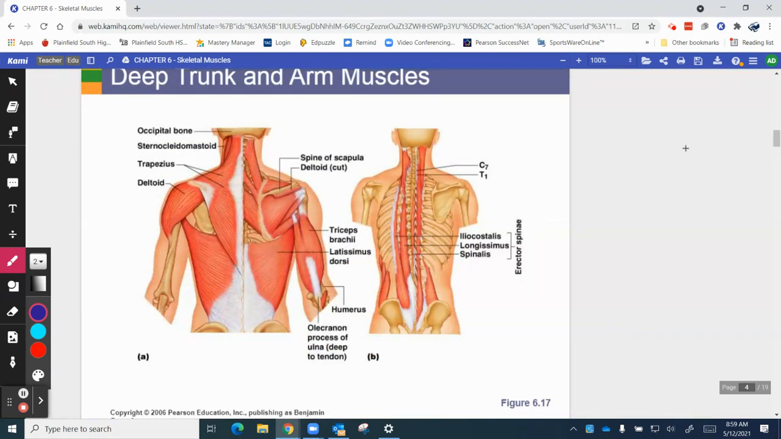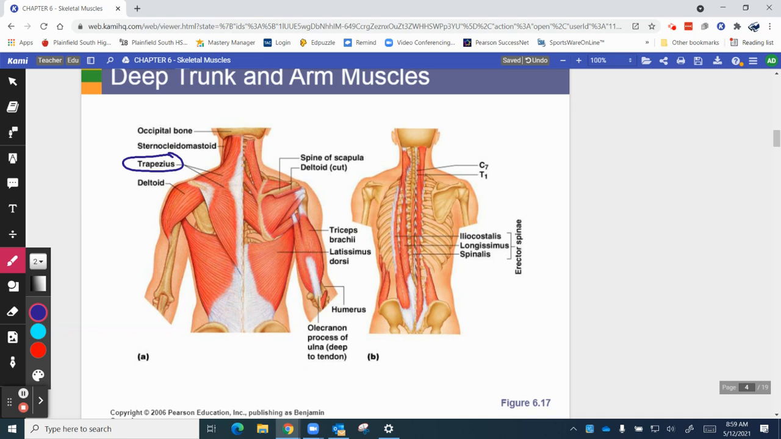So the main ones here that we want to take a look at are the trapezius. All right, so this is that trapezoid shaped muscle. There's a lower, middle, and upper. It does a couple things for us. It does shoulder shrug. It actually does head hyperextension, so it allows us to extend our head backwards.